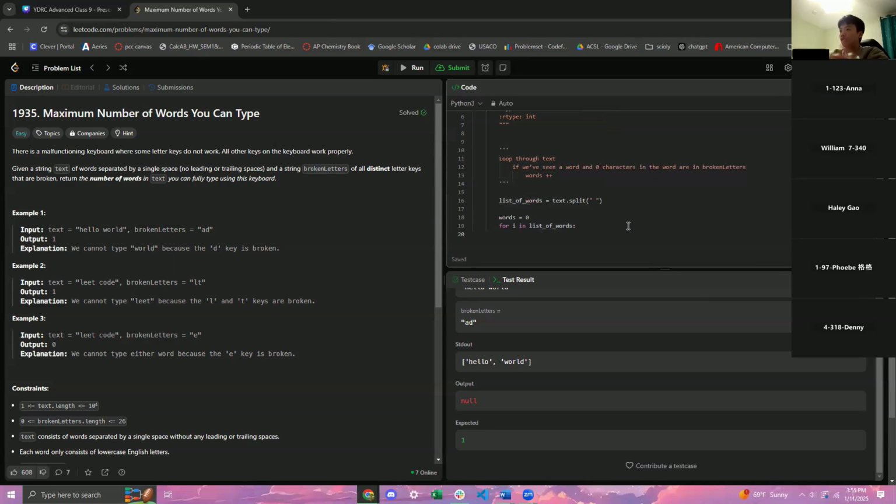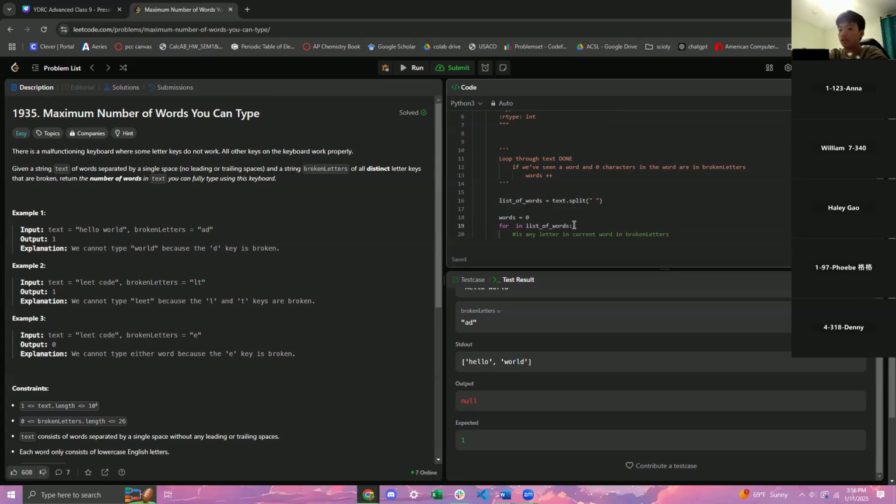So now, okay, we did step one. This part's done. So now we want to do, this is probably the hardest part of the whole problem. If we've seen a word and 0 characters in the word are in broken letters, then we're gonna add to the word. So now let's just check: is any letter in the current word in broken letters? Because if so, then we can't write the word, because it contains a broken letter.